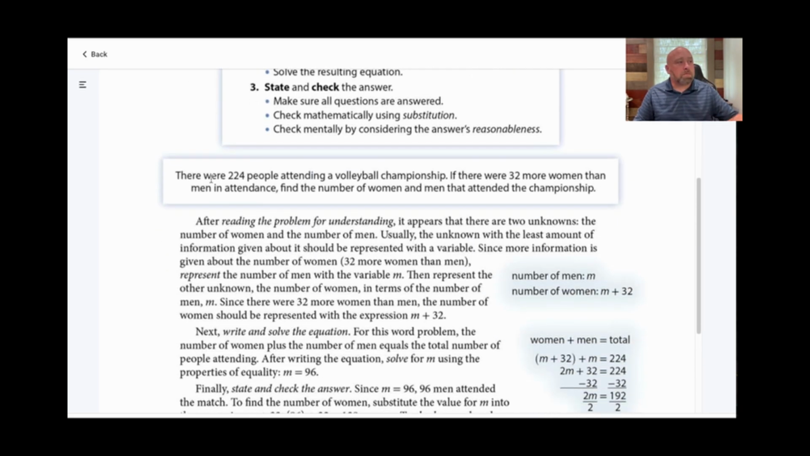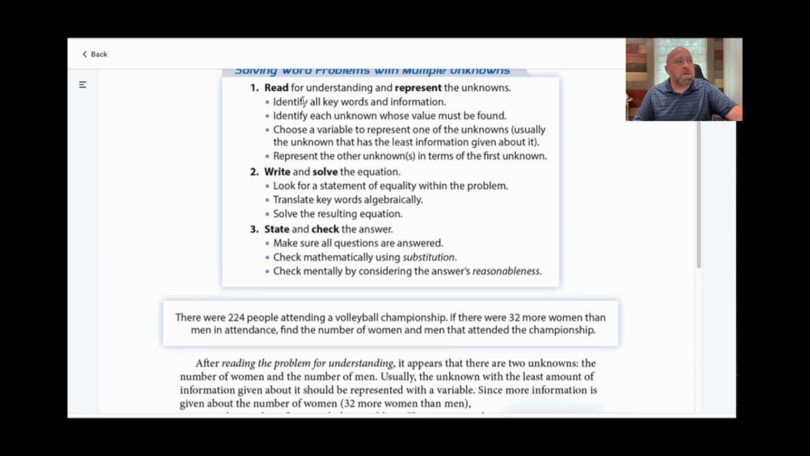All right, so here we go. There were 224 people attending a volleyball championship. If there were 32 more women than men in attendance, find the number of women and the number of men that attended the championship. Okay. So the first step is to come back up here and read for understanding. So do we understand that? It's pretty simple to understand. There's a volleyball tournament. We know how many people total were there. We also know that there were 32 more women than men, but we don't know how many women and how many men. So we need to figure that out.